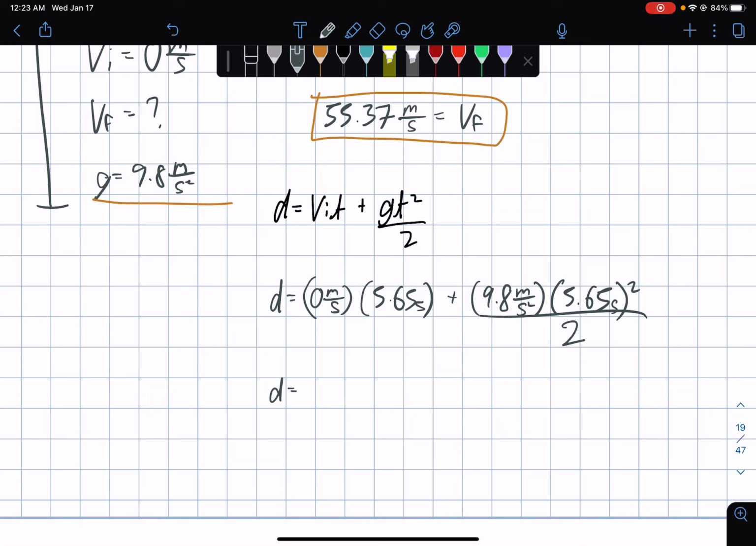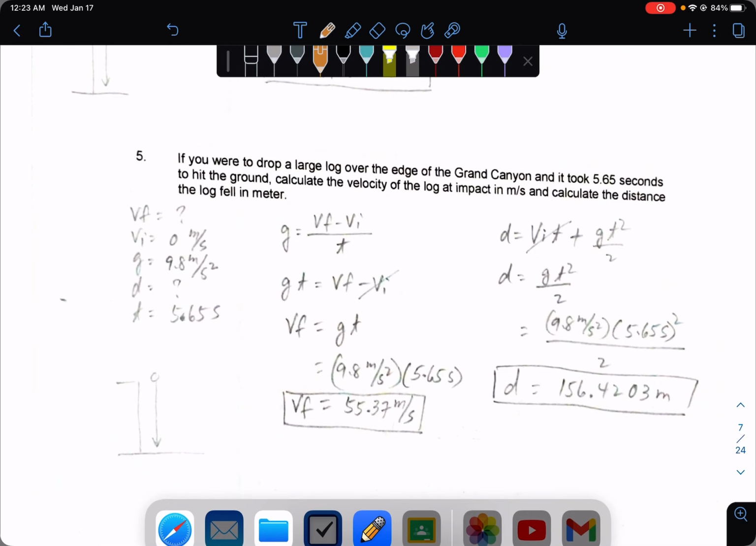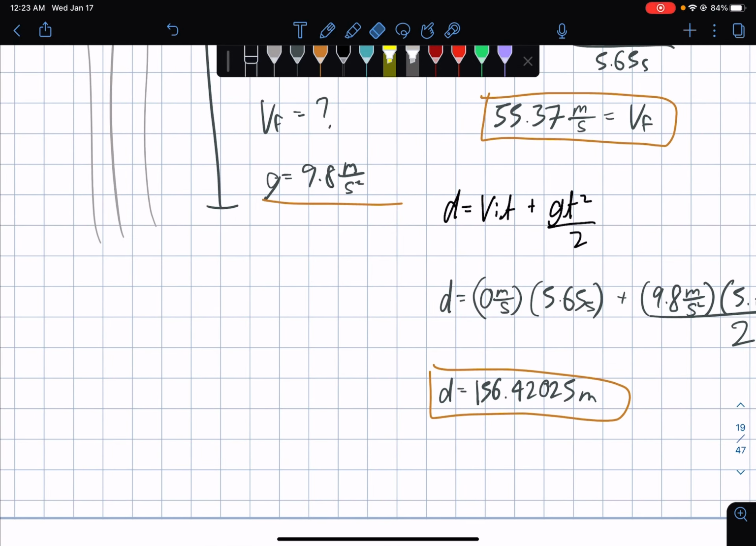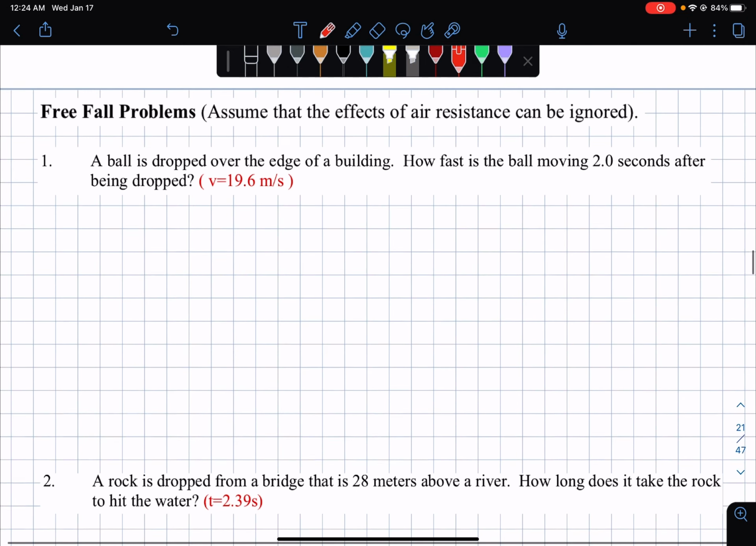9.8 times 5.65 raised to 2 divided by 2. We have 156.42025. This is in meters. We have the same thing with the answer key. 156.4203, correct.